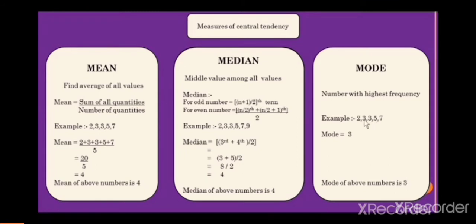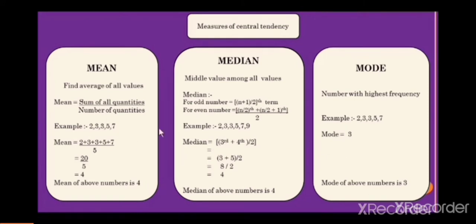the mode is the most repeated, the highest frequency. How many times a number repeats most frequently, the highest frequency, that is called the mode. For example, 2, 3, 3, 5, 7, then 3 is the mode. And if you see, the mode is 3.